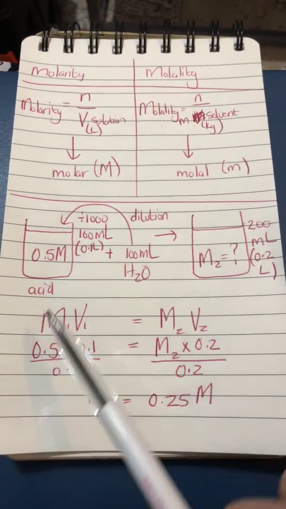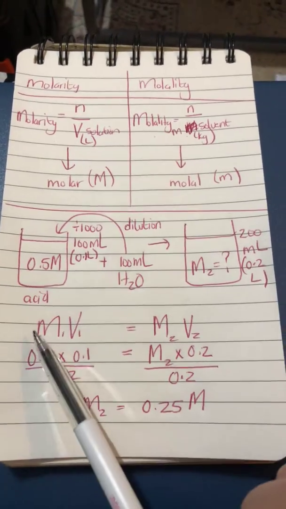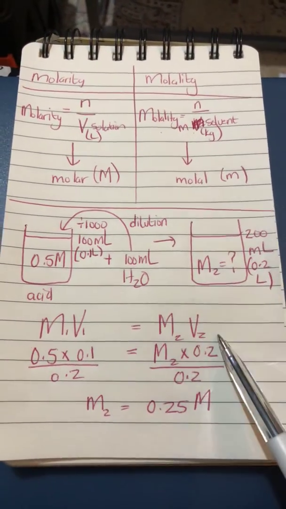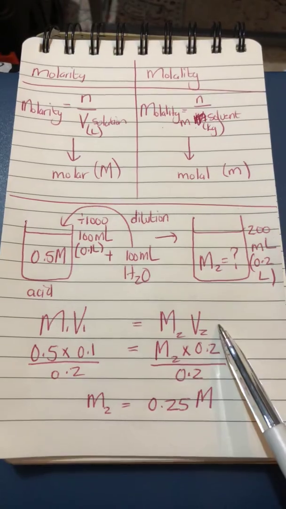To calculate the new molarity of the new solution that was formed after dilution, you need to make sure that you use this formula, M1 V1 = M2 V2. We call this the dilution equation.